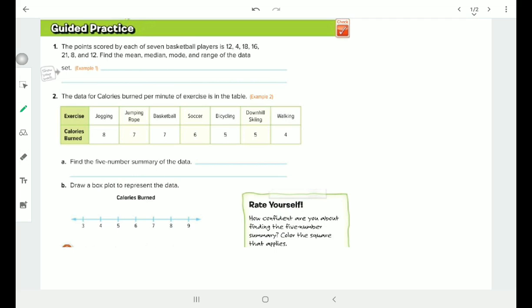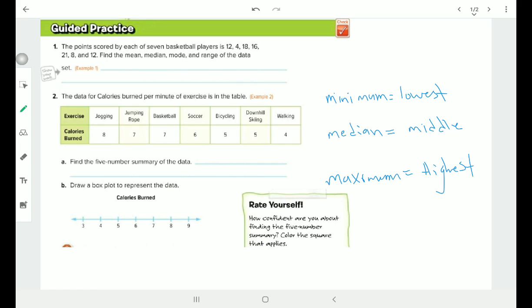So find the 5-number summary of the data. Now there are 5 different numbers that we are looking for. We are looking for the minimum, which is our lowest data point. We are looking for the maximum, which is our highest data point, or our largest data point. We are looking for the median, which we know how to find from the last question, which is the middle.